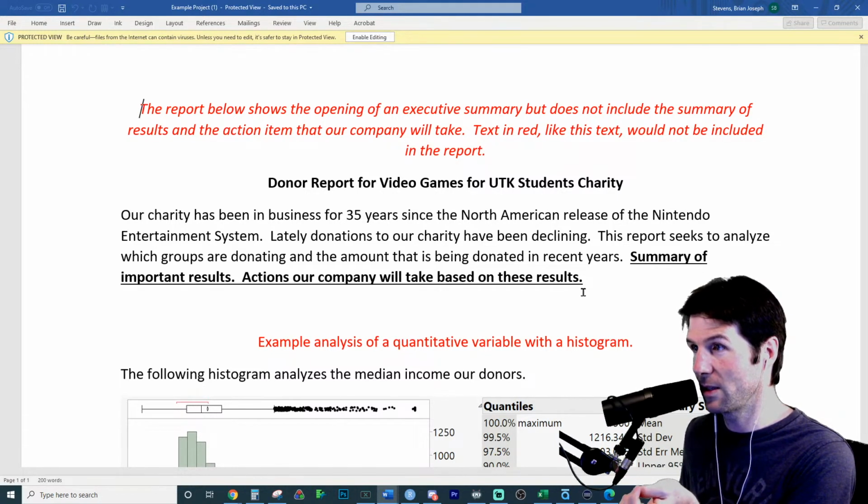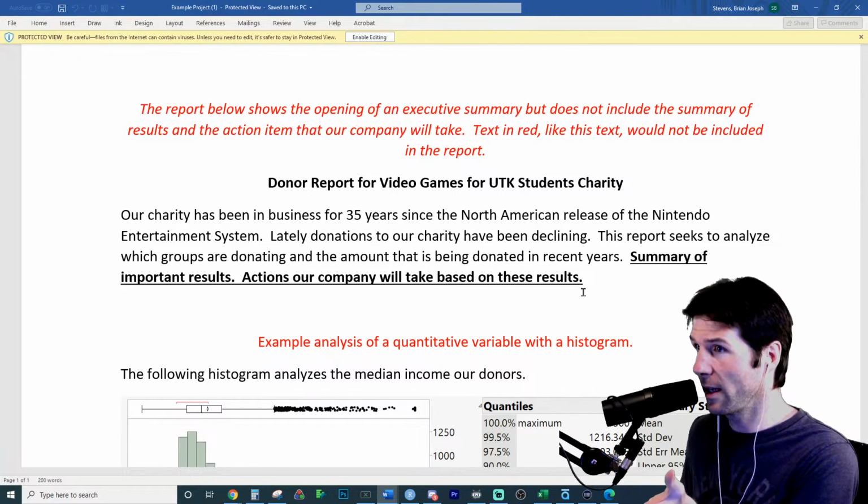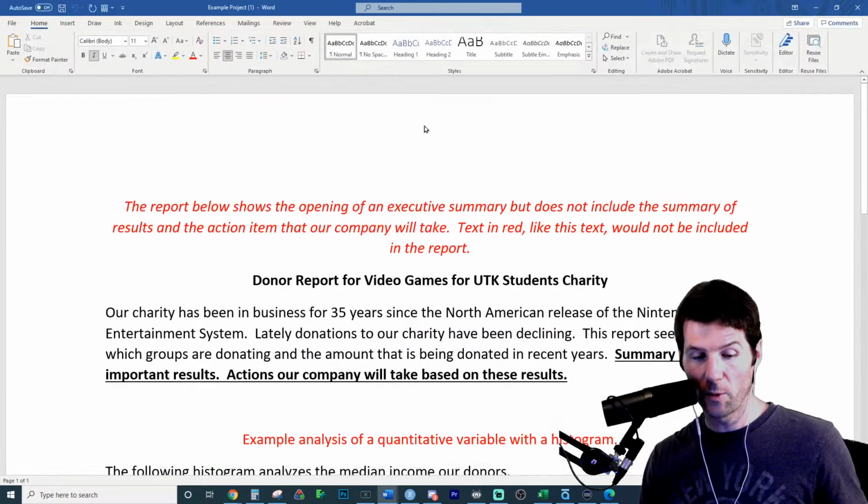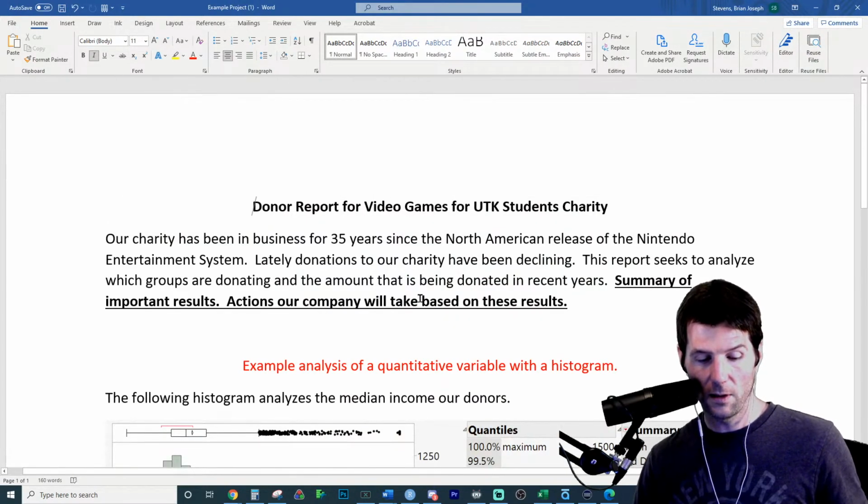Text in red, like this text, would not be included in the report. So it's meant to look like an actual report. Like if you're looking at, hey, what's my report going to look like? Your report's going to look something like this right here.